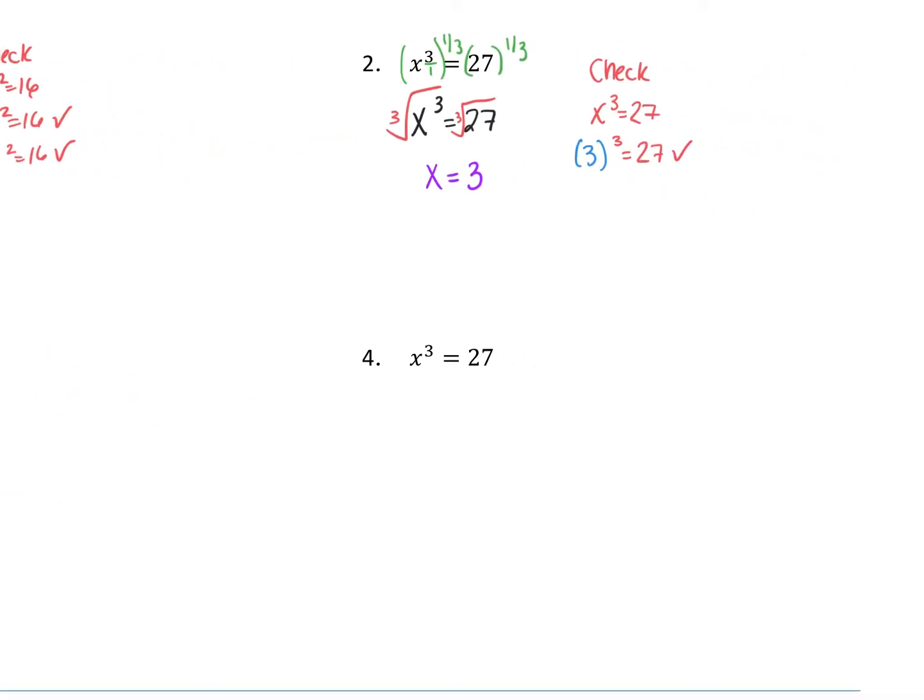Same on this side. The 3rd, I'd raise it to the 1/3 power. So that'd give me, if I multiply 3 times 1/3, I'm going to get 1. And so I have 27 to the 1/3 power, which is the same as the cubed root of 27, which would be 3. So either way you approach these problems, you're going to get the same answer.